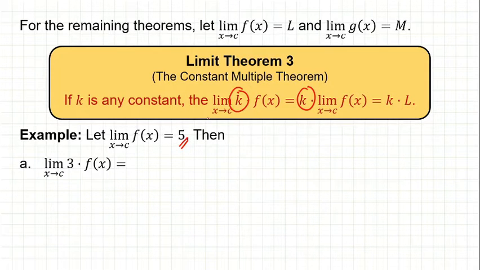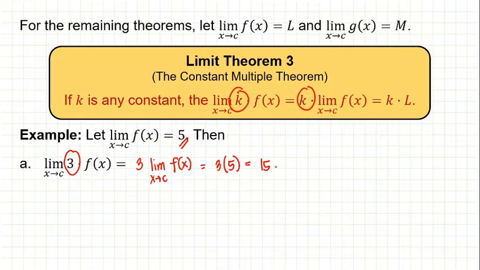Then, for letter A, let's solve for the limit of 3 times f of x as x approaches c. According to the theorem, we can just factor out the numerical coefficient. So here we have our numerical coefficient equal to 3. So we can just factor out 3, and we have 3 times the limit of f of x as x approaches c. And we know that the limit of f of x as x approaches c is equal to 5 from the given assumption. So we have 3 times 5. So our final answer will be 15.